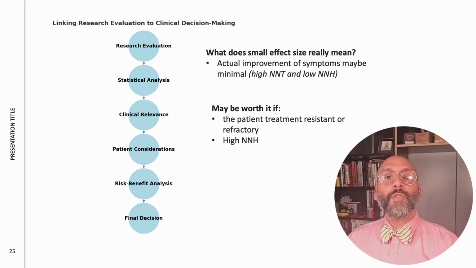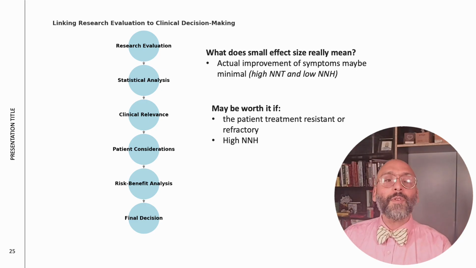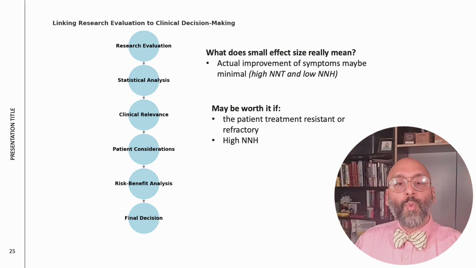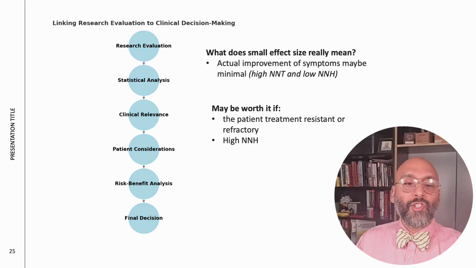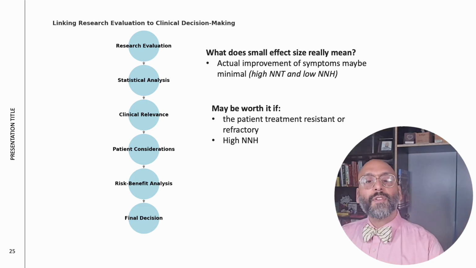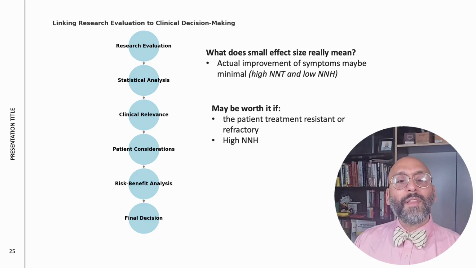Now this slide shows the full translation pathway from research to bedside. So we start with research evaluation, and that's where we ask whether the study was well designed, adequately powered, and asking the right question in the first place. And then next comes statistical analysis. This is where significance, confidence intervals, and effect sizes live. This is important, but it's not where the decision is made. The pivot happens at the point of clinical relevance.